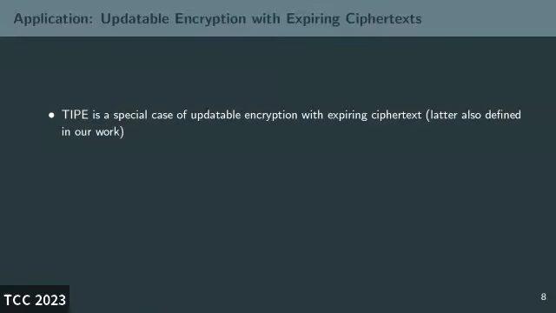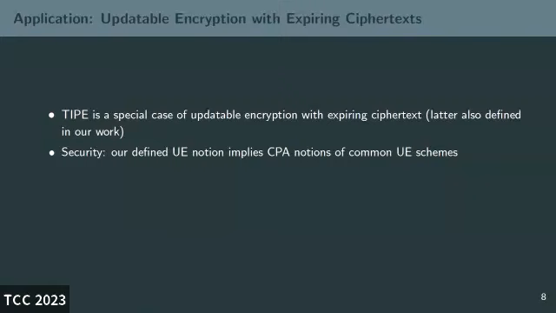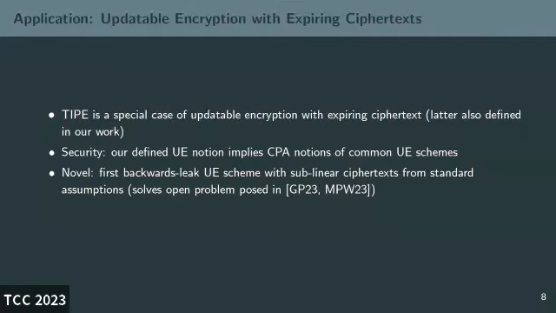This works by setting the expiry epoch to something exponential in the security parameter so that it will never be reached. And the security notion they define for updatable encryption with expiring ciphertext also implies the CPA security notion for plain updatable encryption schemes. And when you plug in the construction they have for tag inverse punctuable encryption and use this as a plain updatable encryption scheme, they also get the first backward leak updatable encryption scheme with sublinear ciphertext from standard assumption, which solves an open problem posed in 2 recent works.